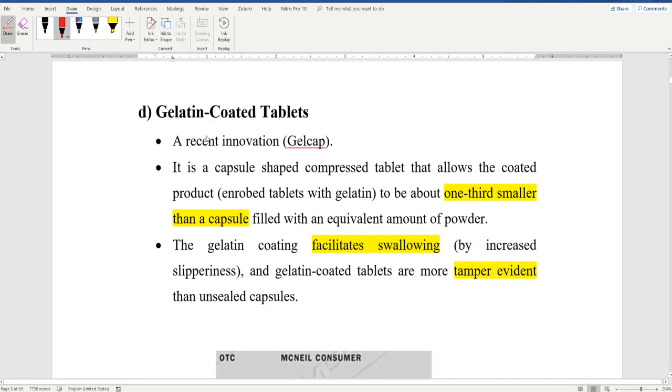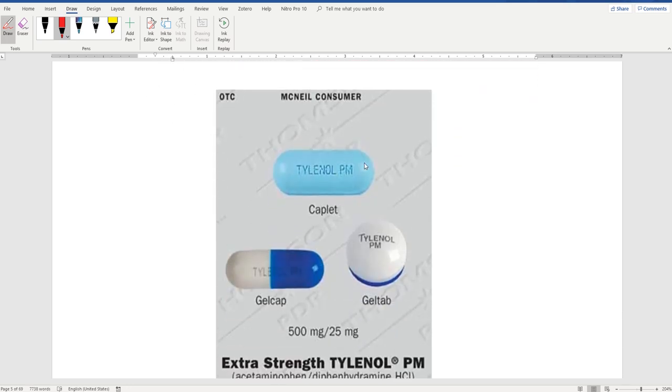Another type of tablets is gelatin coated tablets. An example of this is the gelcap. Look at the tablet here. This is a normal tablet. We call it caplet. Why do we call it caplet? Because the shape is like a capsule. So we say cap because the shape is like a capsule, and you know when you have this shape, it allows the swallowing to be easier. Because it is a tablet prepared by compression.